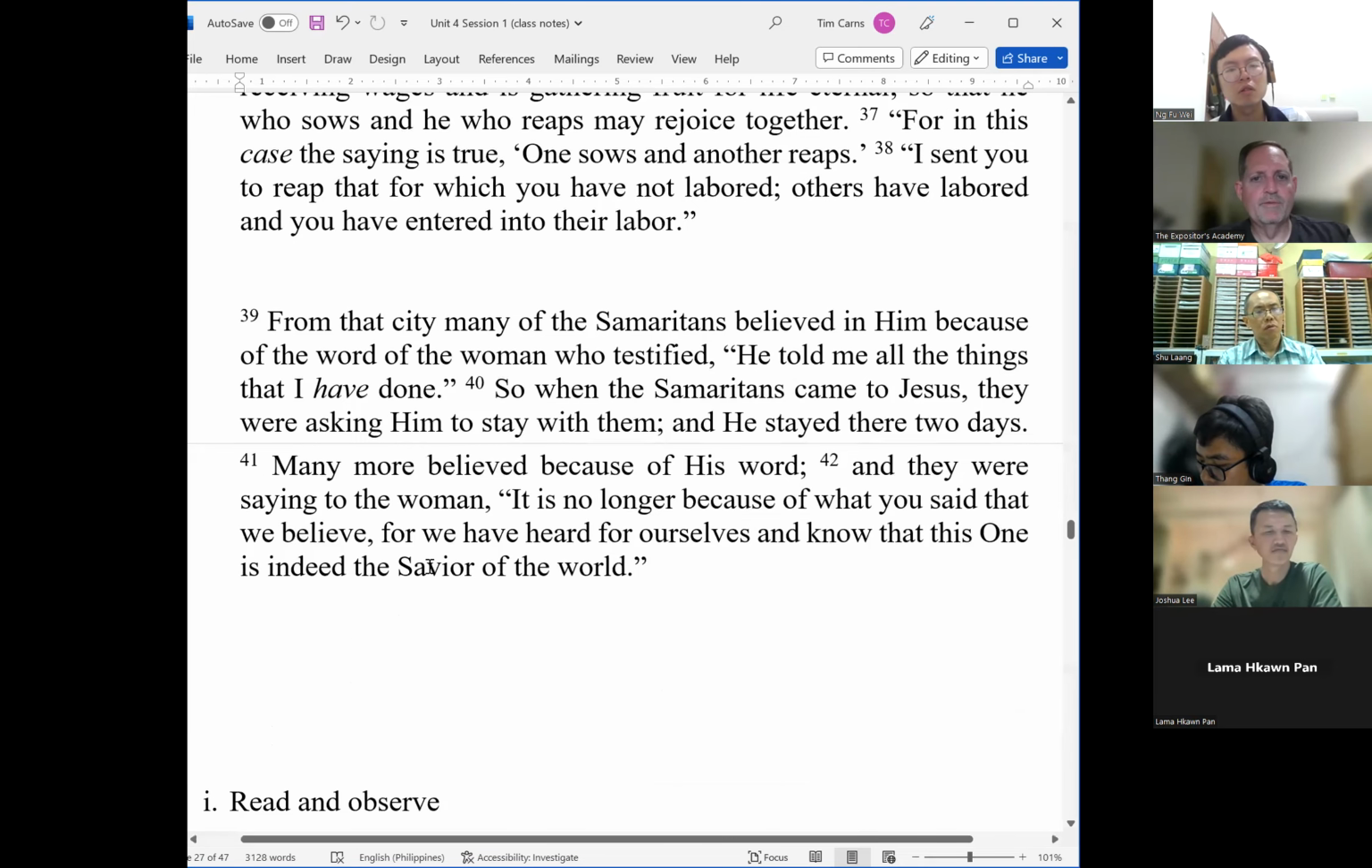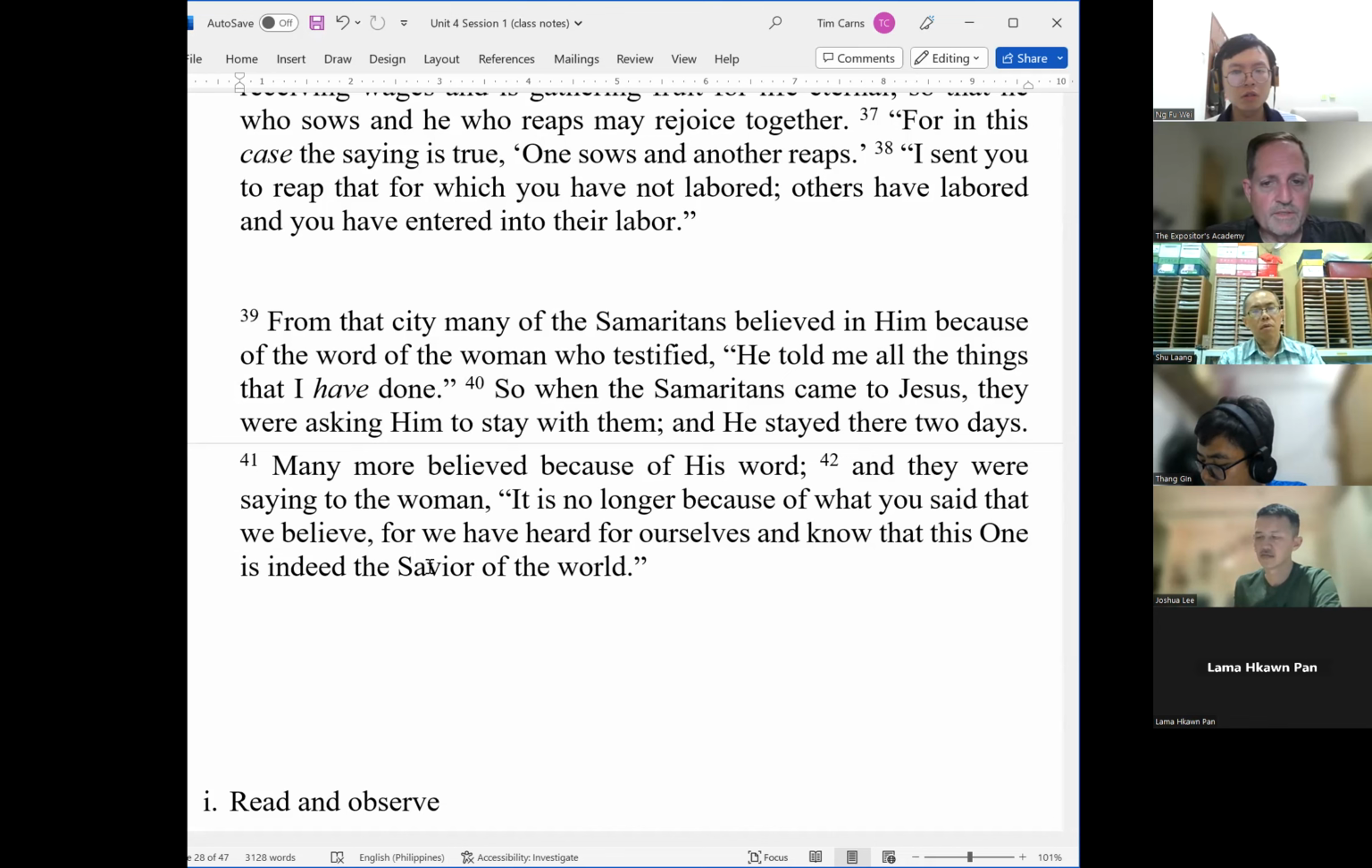From that city, many of the Samaritans believed in him because of the word of the woman who testified, "He told me all the things that I've done." So when the Samaritans came to Jesus, they were asking him to stay with them, and he stayed there 2 days. Many more believed because of his word, and they were saying to the woman, "It is no longer because of what you said that we believe, for we have heard for ourselves and know that this one is indeed the Savior of the world."